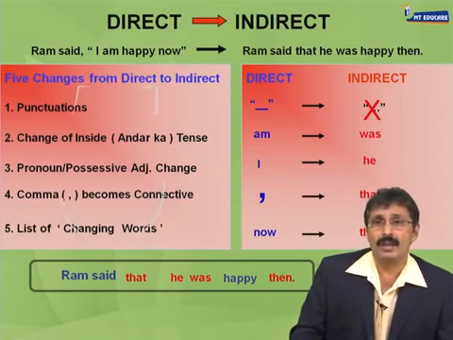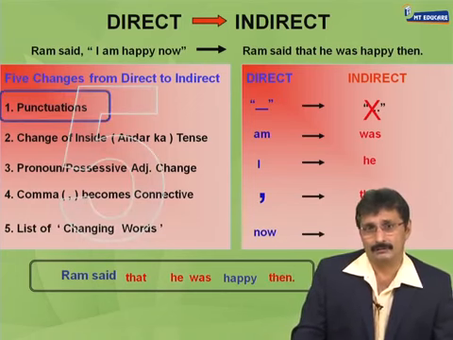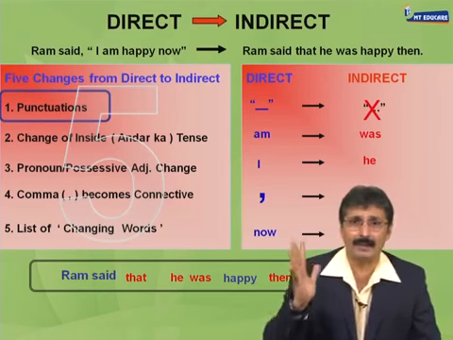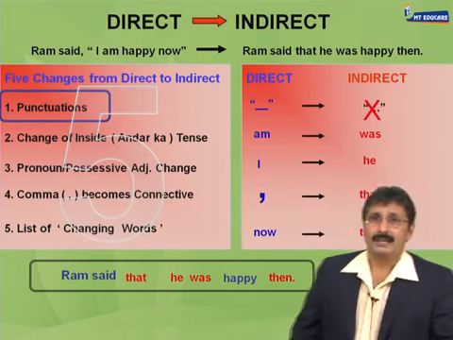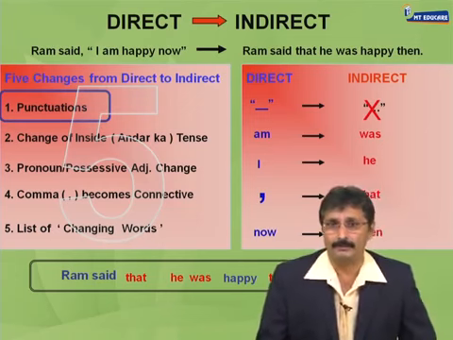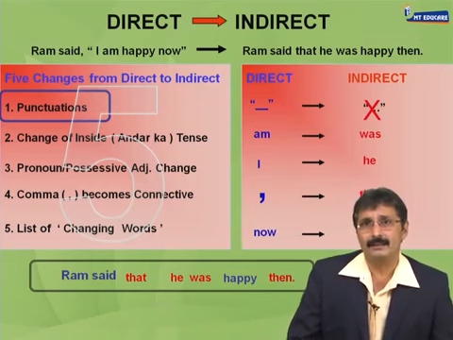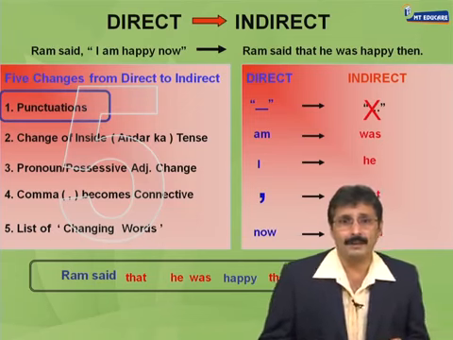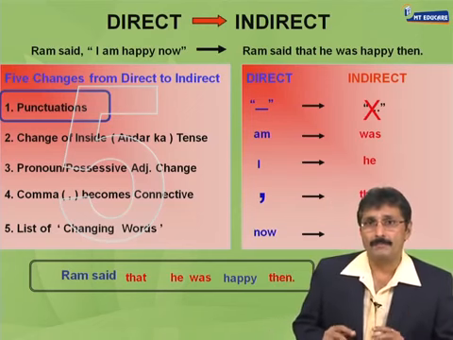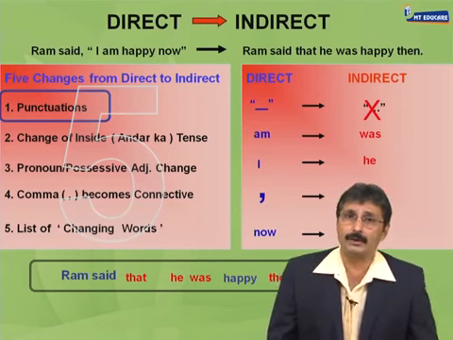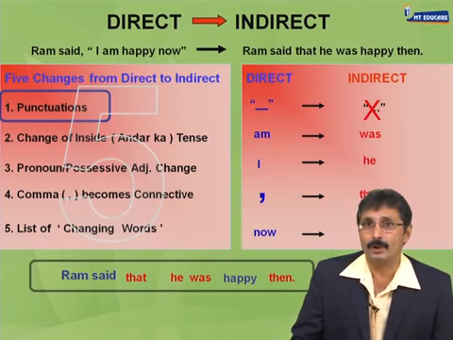Here we are. Change number 1, punctuation. Can you see 5 changes take place? Can you see 5 changes on your screen? Yes. Change number 1, punctuation. And as you can clearly see, in that sentence, Ram said, I am happy now. There was a comma, there were quotation marks, all that is gone. And there is a full stop.